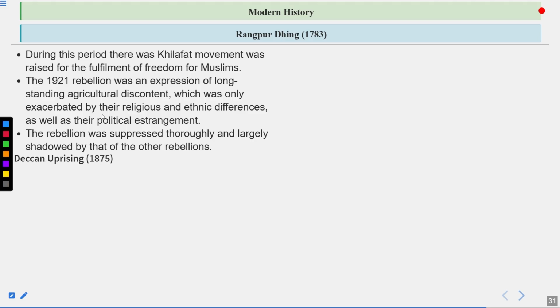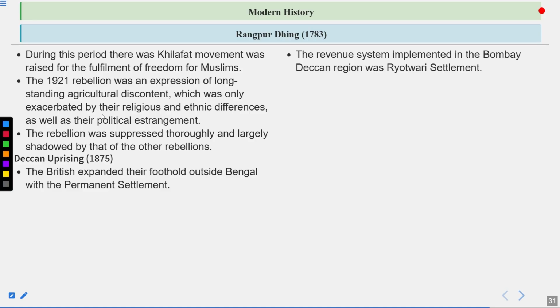Deccan Uprisings, 1875. So, after reading about the Mopla revolt, now let's read further. The British expanded their foothold outside Bengal with the permanent settlement. The revenue system implemented in the Bombay Deccan region was Raitwadi. So there were three types of system: one is permanent settlement, another is the Raitwadi, and the third was the Mahalwadi. The Mahalwadi system was introduced in the central Indian region. Permanent settlement was introduced in the Bengal and Bihar region.